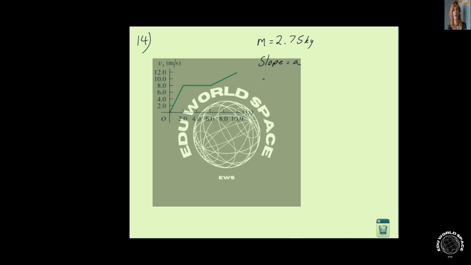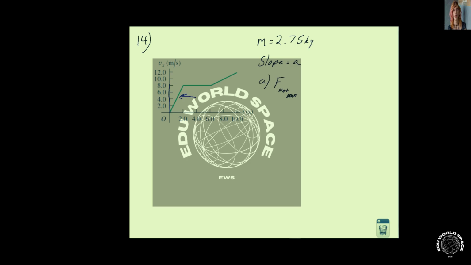So for part A here, we want the maximum net force, F net at a max. That's going to occur where the acceleration is at a max. So when is the acceleration at a max? That's where the slope is the steepest. Where's the slope the steepest? Right there. So the slope gives us the acceleration.